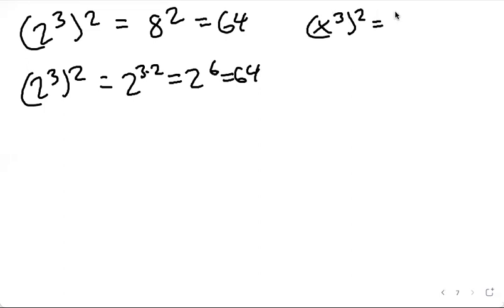So yeah, we can multiply the exponents here and we get x to the sixth power. And that is our answer, and that is the correct answer.